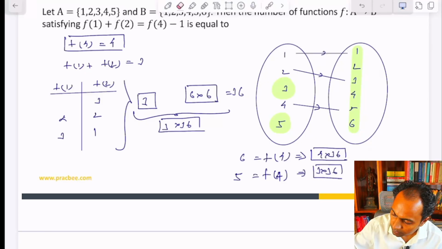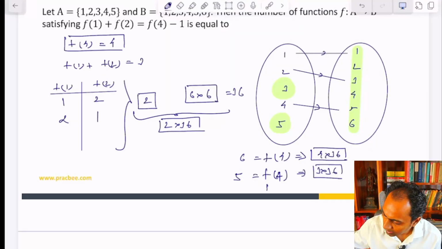So now let us see how many cases are possible. What can happen is this can become 1, this becomes 2, this becomes 2, this becomes 1. So you can see that total 2 cases are possible, and correspondingly it also becomes 2 into 36. So when f of 4 is equal to 4, the total number of cases are 2 into 36.